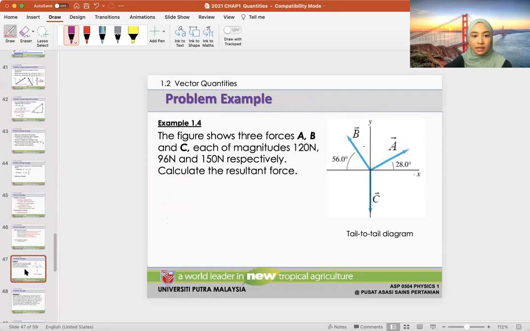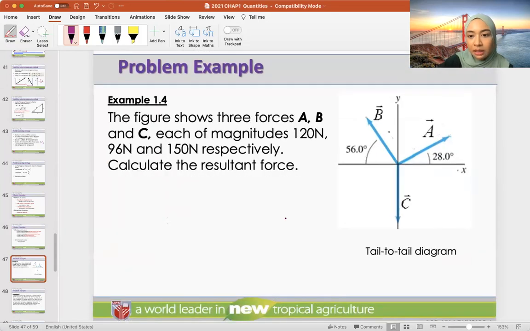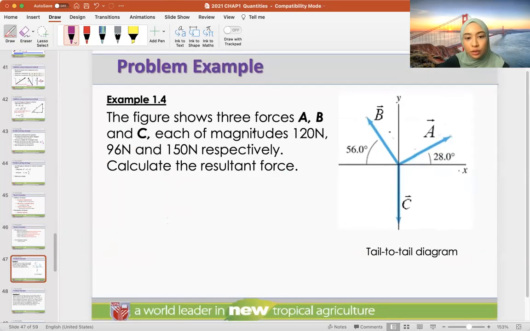Okay, this one. Example 1.4. The figure shows 3 forces. Okay, let's finish this example and then let's take a break. So please bear with me. Focus, focus. Don't get sleepy. Okay, so the figure shows 3 forces A, B, and C. So the bold here means we immediately know that it is a vector.